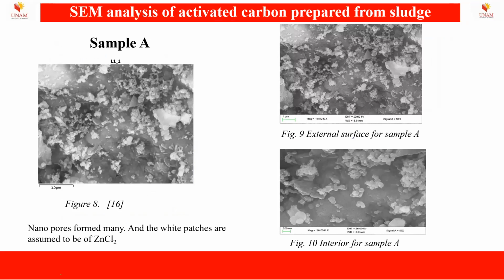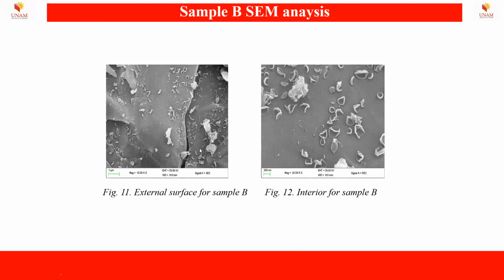SEM analysis, scanning electron microscope of the activated carbon prepared from the sludge. The SEM analysis shows the morphology of the material, whether it is spherical or spongy, or that pores are formed. From this study, it is evident that nanopores are formed. Many are formed, and the white patches which we are seeing are assumed to be zinc chloride, and it is matching with the reference. For sample B, external and internal surface, if you see closely, pores are visible, and with that some zinc chloride is still visible.